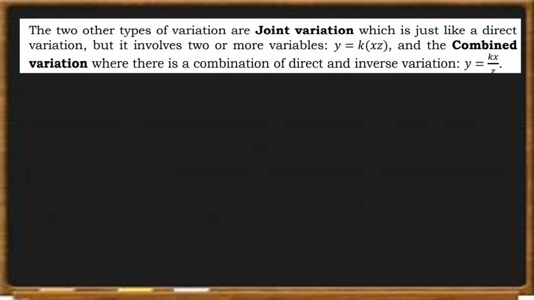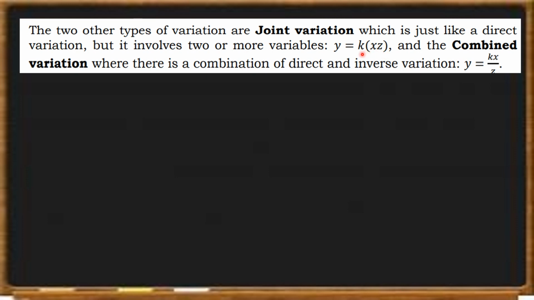Next. So, the two other variations are joint variations. So, pag sinabi nating joint, parang direct din yan, which is just like a direct variation. But it involves two or more variations. So, from direct variation, dagdagan nyo ng isa pang quantity na i-compare sa other two quantities. Joint variation na yun. So, pero dapat product lahat. Multiply lahat yan. So, y is equal to k times x times z.